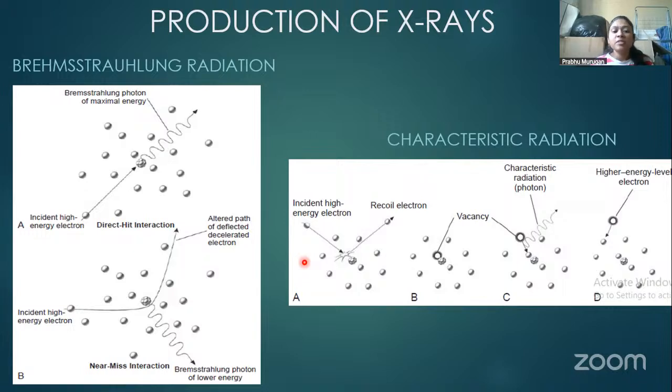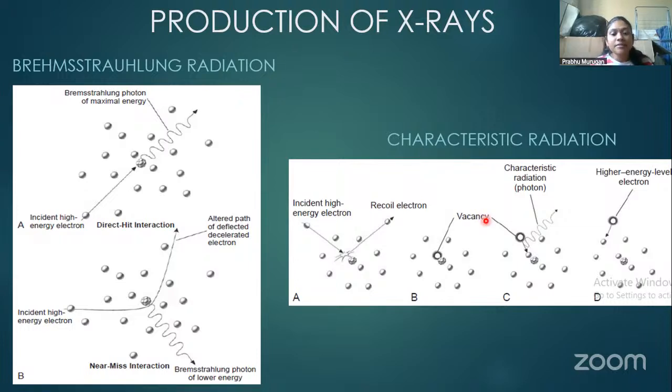See, in case of Bremsstrahlung radiation, the high energy electron is directly hitting on the nucleus, and the fast moving electron hits on a tungsten target. Then it is going to result in the form of a braking effect or Bremsstrahlung radiation. That is the definition for it. So it is directly hitting on the nucleus, or there is going to be a near miss of the nucleus. The main target here is the nucleus of your tungsten atom only.